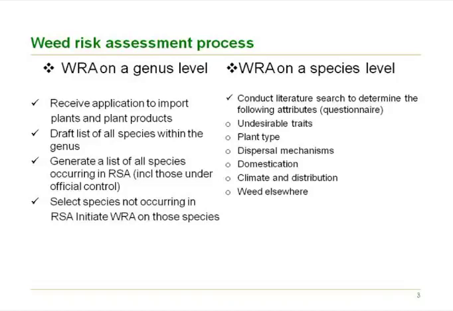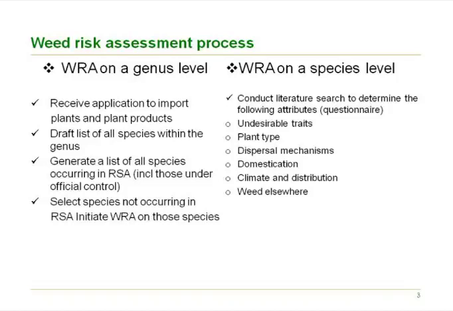So those which have been found to be not listed are then subjected to weed risk assessment on the species level, wherein we conduct a literature search to determine answers to some questions under the following attributes. This questionnaire contains 49 questions, and each and every response to those questions has a score allocated to it, ranging from -3 to 2, I think.